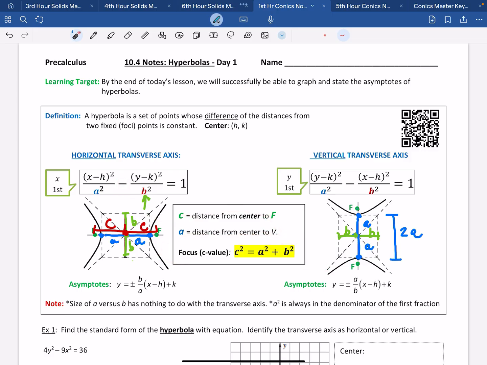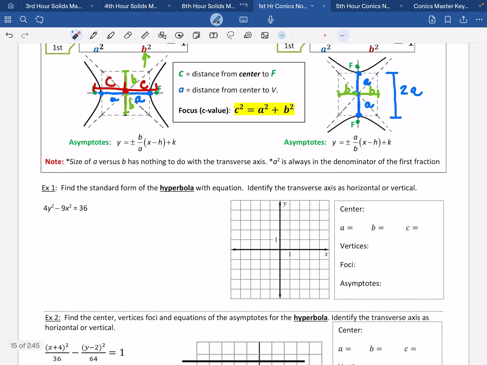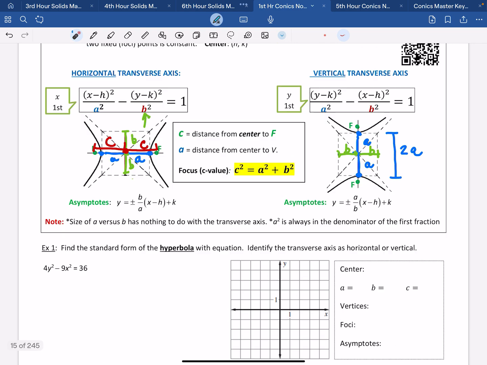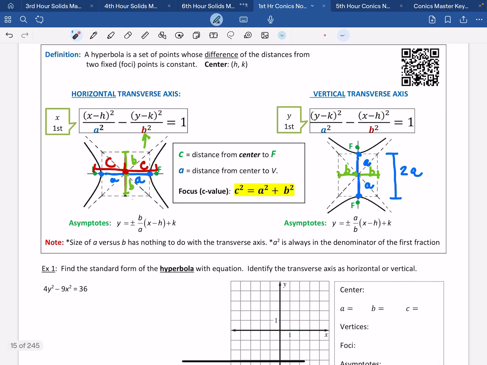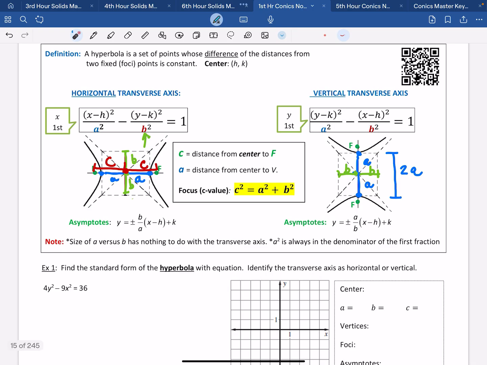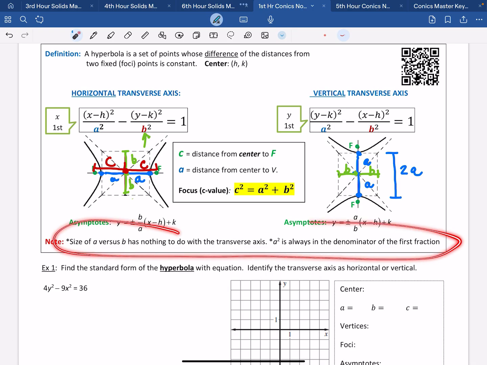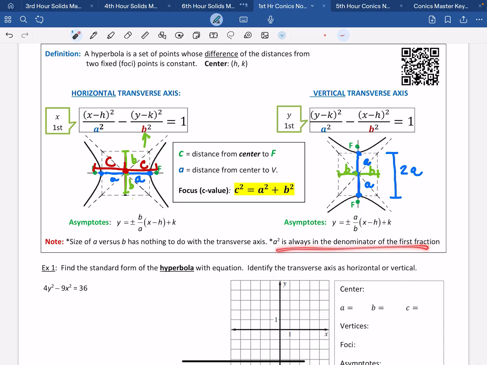All right, so why don't we just dive into a couple of problems here. And remember, just like the ellipse, we always want a 1 right here. So how do we get a 1? Whatever number you have, divide both sides by that, and then your A and your B will come to life a little bit. Then go back and read this over here. The size of that A value is always going to be in the first denominator.